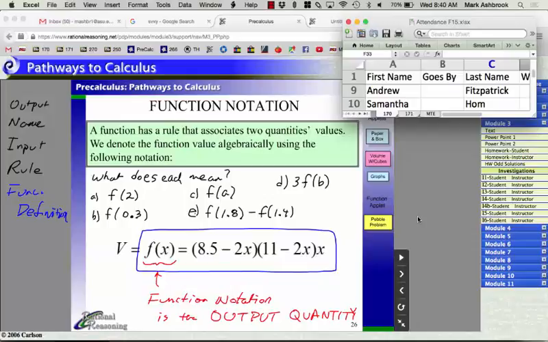So if you were unsure about that before, be sure. It's the value of an output quantity for a corresponding input quantity. So this is the volume of the box when the square cutout side length is 0.3.